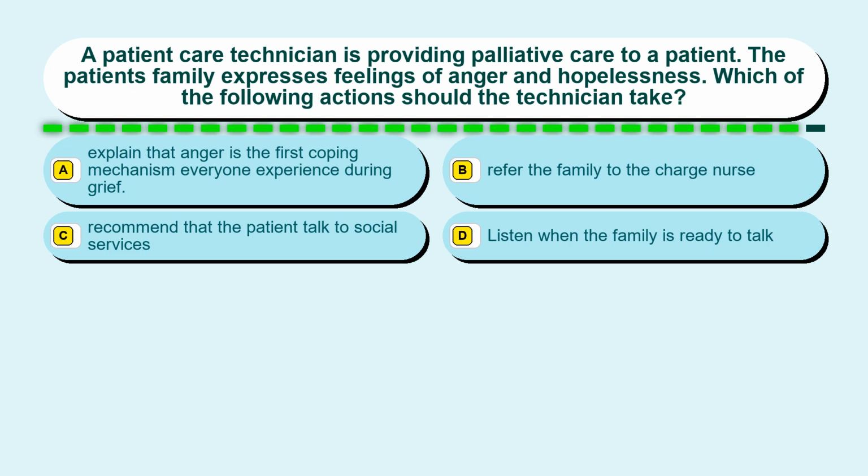Question 9. A patient care technician is providing palliative care to a patient. The patient's family expresses feelings of anger and hopelessness. Which of the following actions should the technician take? Option A, explain that anger is the first coping mechanism everyone experiences during grief. Option B, refer the family to the charge nurse. Option C, recommend that the patient talk to social services. Option D, listen when the family is ready to talk.